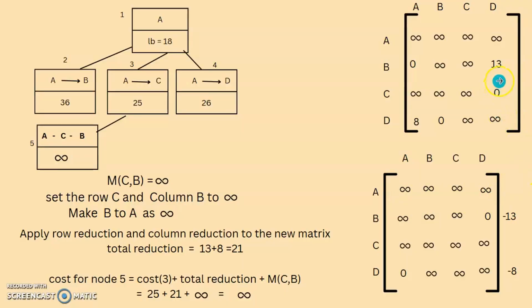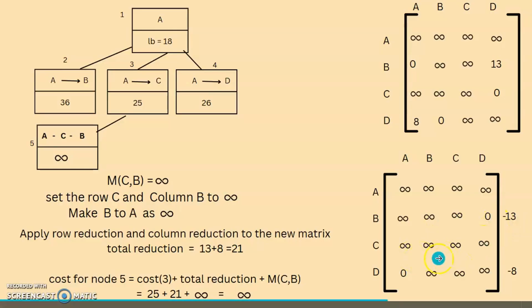But for the second row, there is a value 13 here. So we have to subtract by 13 to make it as 0. Third row contains only infinity, no row reduction. And fourth row contains the value 8. So you subtract by 8. Isn't it?